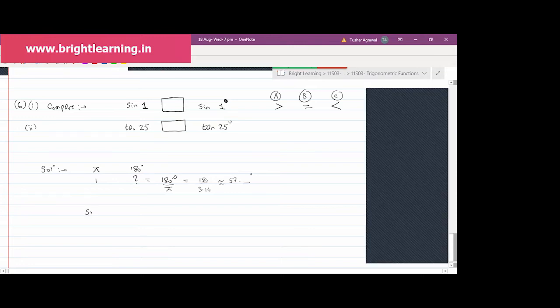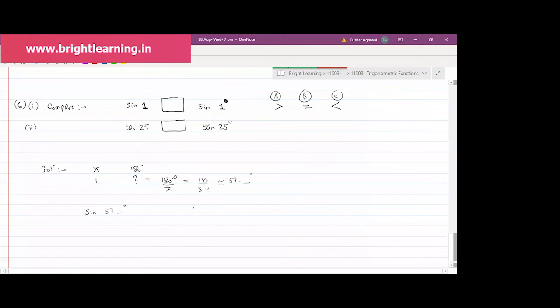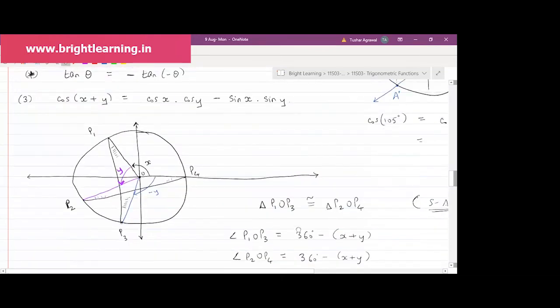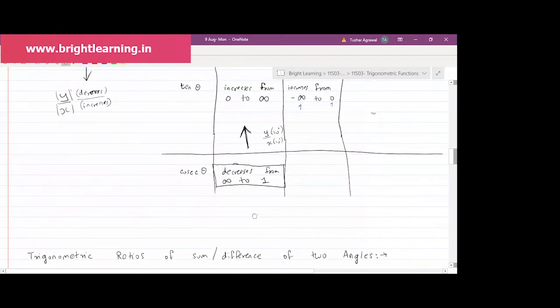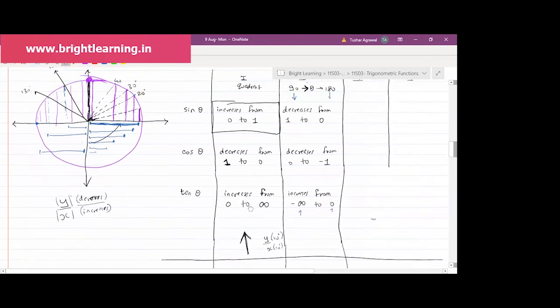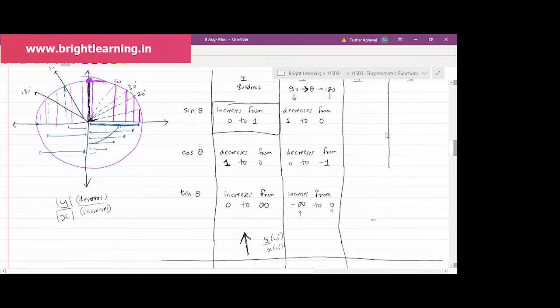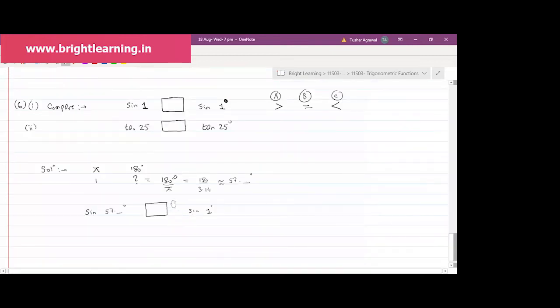So now the question is to compare sine 57 point something degrees and sine of 1 degree. In the first quadrant, 57 point something degree lies, and 1 degree also lies in the first quadrant. And I told you to complete this table: the sine function, cos function, tan function, and how each changes its value from 0 to 90, 90 to 180. Those who have completed it will be able to answer this question. In the first quadrant, as theta increases, sine of theta, which is the y coordinate, goes on increasing. So sine of 57 degree will be greater than sine of 1 degree.